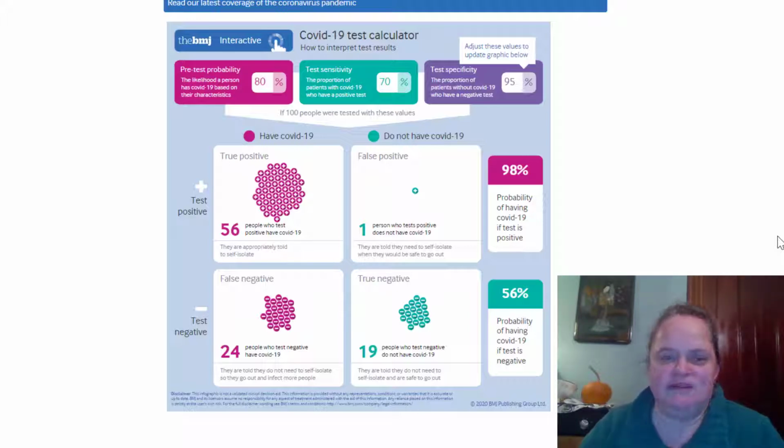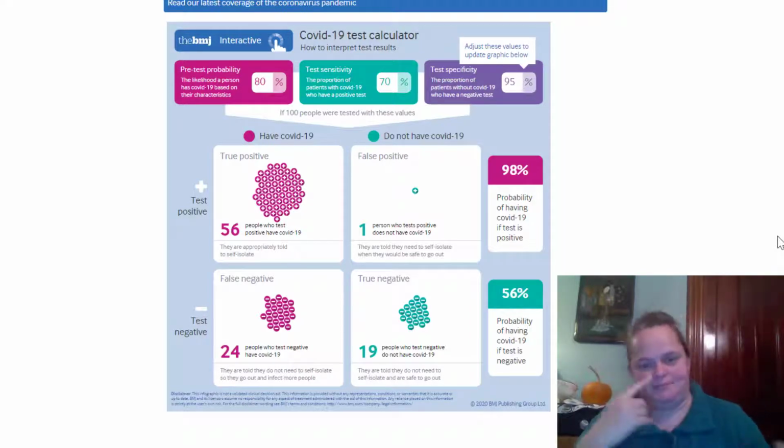I found this interactive tool that says interpreting a COVID-19 test result. And I want to demonstrate the tool for you, help you understand what this means. I'm going to start with their default situation and then show you how to explore this tool so that you can understand better what we're looking at.